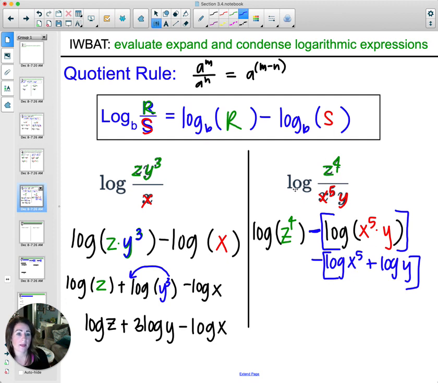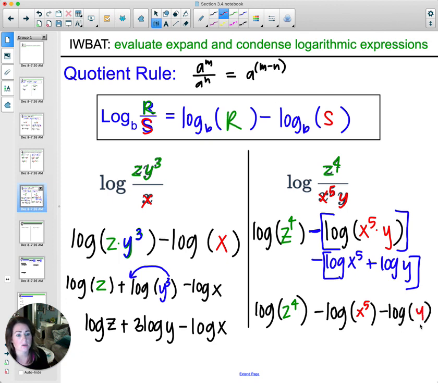So one thing I like to do is just take the top factor, the log z to the fourth, and then you put a plus and then a minus for your bottom. And I just minus each of these. So I just split them up right away. So I do minus log x to the fifth, and then minus log y. So just subtract everything that's on the bottom. So split it and subtract it. So you can do that if you want to.